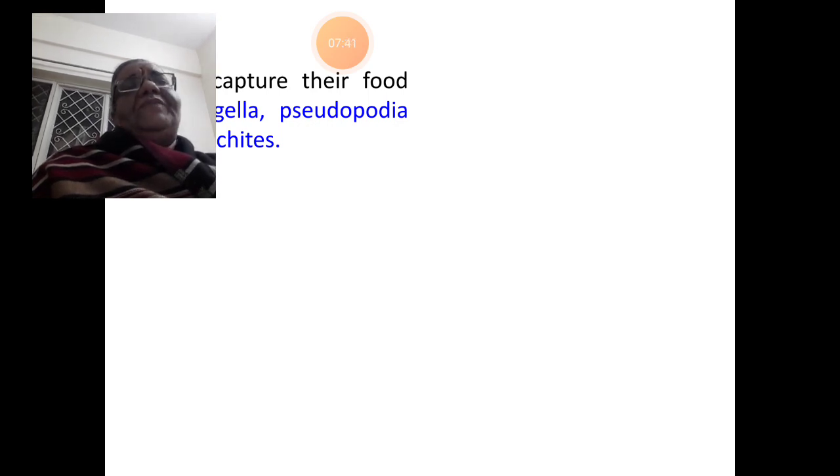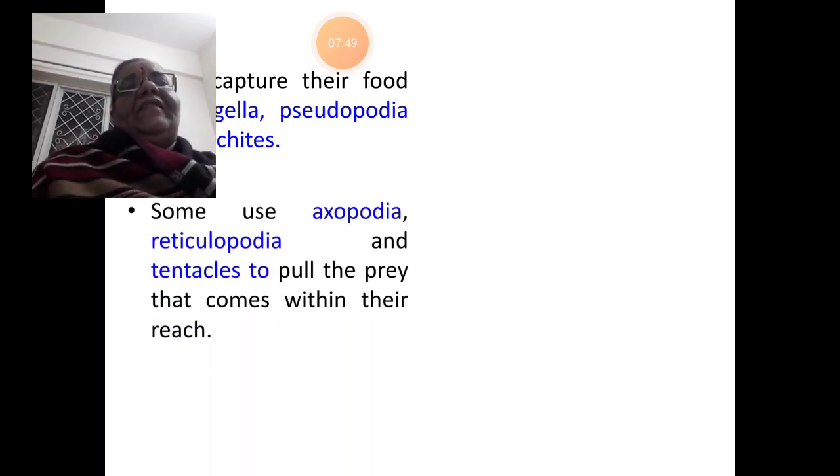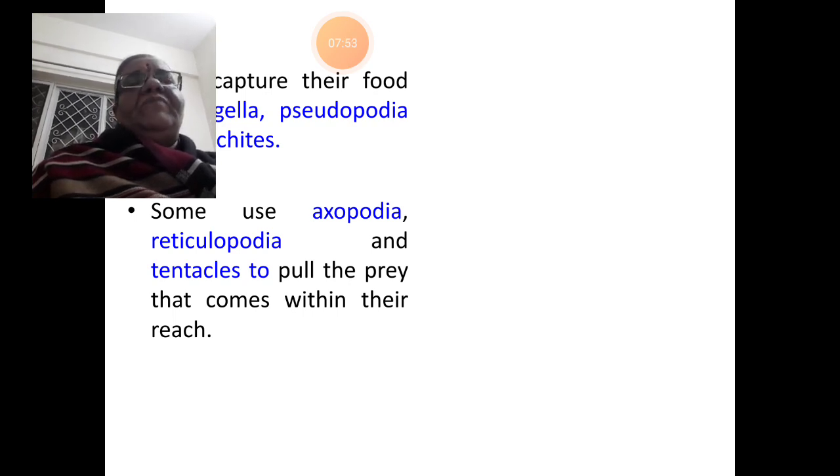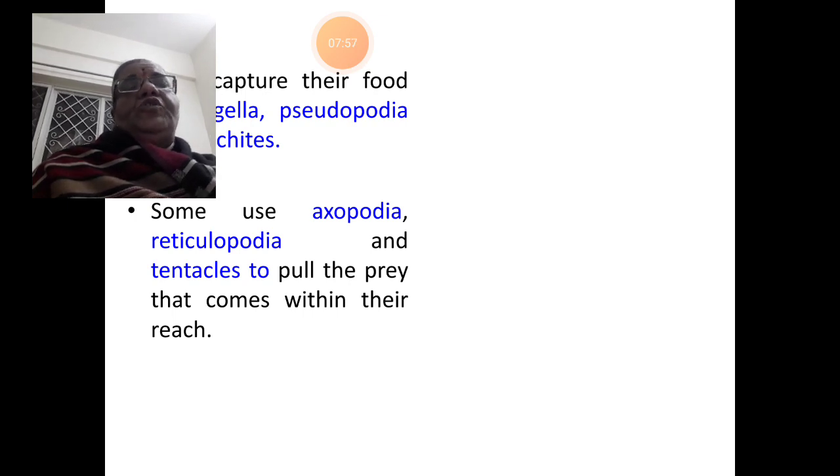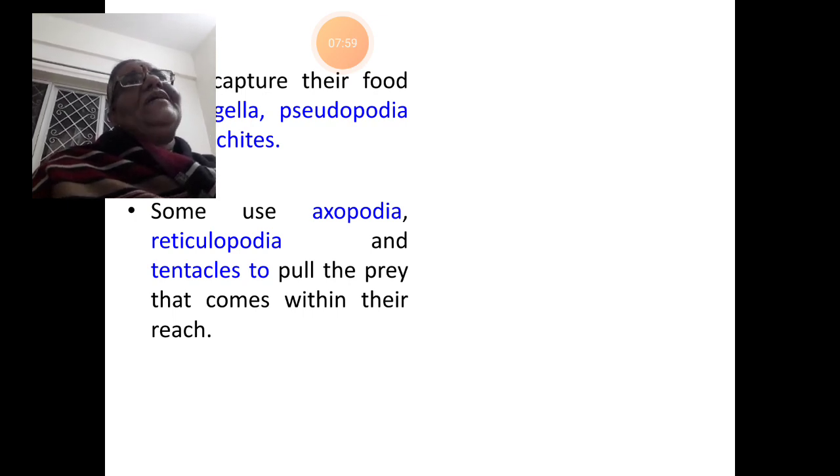Some capture their food through flagella, through pseudopodia, through trichites. Okay, and then some use axopodia, some reticulopodia, and some tentacles also to pull the prey that comes within their reach.